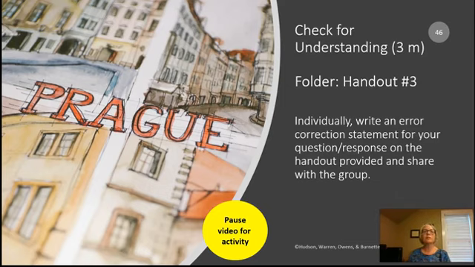Well, let's pause again to check for understanding. For this activity, you'll work individually to write an error correction statement for the Abraham Lincoln adapted text question, where was Abraham Lincoln born? Use handout 3 again from your folder to write the error correction statement. You have 3 minutes to complete this activity. Facilitators, please pause the recording now to give participants an opportunity to write an error correction statement.